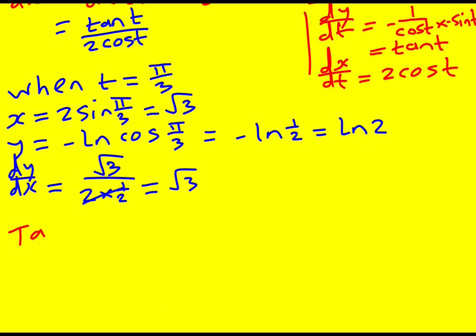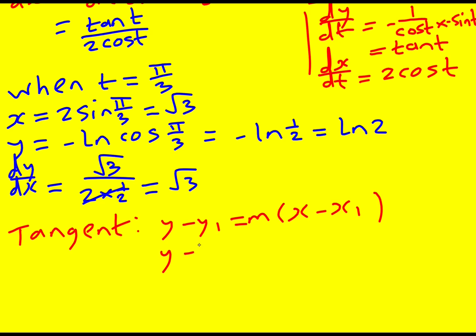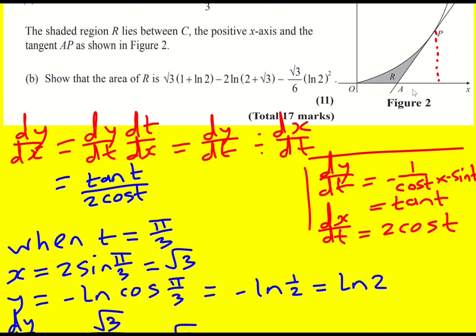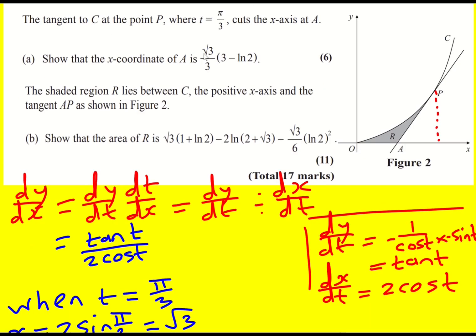Therefore, our tangent will have equation y minus y1 is equal to m times x minus x1. So y minus ln 2 equals root 3 times x minus root 3. And in particular, we're interested in where that tangent crosses the x-axis. Remember, that was the point A. We need to show that it is this.